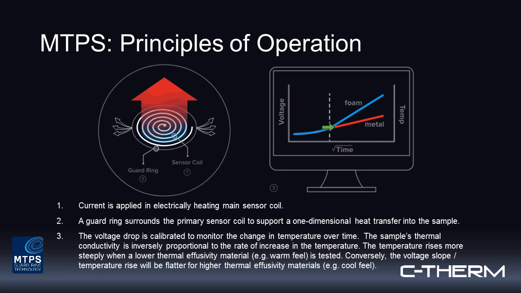If I have a flatter rise in that slope data, I am testing a material that feels much cooler to the touch. For example, something that has a higher effusivity like a metal, a saturated fabric, a ceramic, would all have a flatter slope. So the flatter the slope, the higher the effusivity, the cooler feeling the material; the steeper the slope, the lower the thermal effusivity, the warmer the material is going to feel.